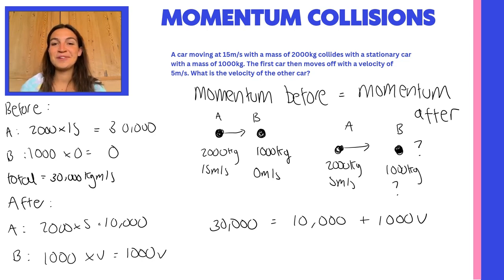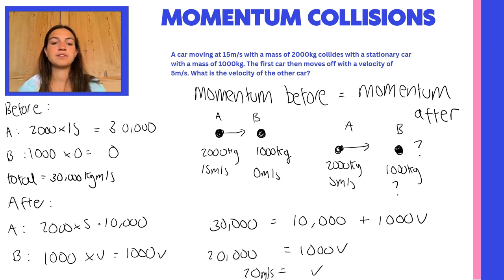Now I've got an equation, all I need to do is rearrange it to get the right answer. First, I'm going to subtract that 10,000 from both sides, so that gives me 20,000 is 1,000 times V, and then if I divide through by that 1,000, I get 20 meters per second as my velocity V. It's always good to then sense check. The velocities I've been using in these questions are roughly 15 meters per second, 5 meters per second, so 20 sounds like a sensible order for that velocity.